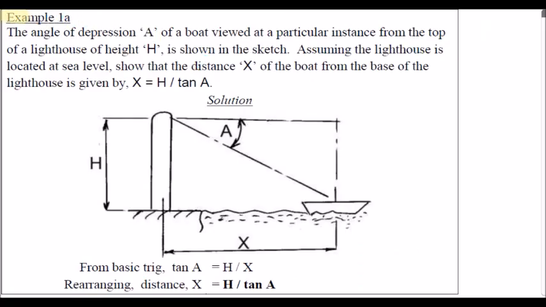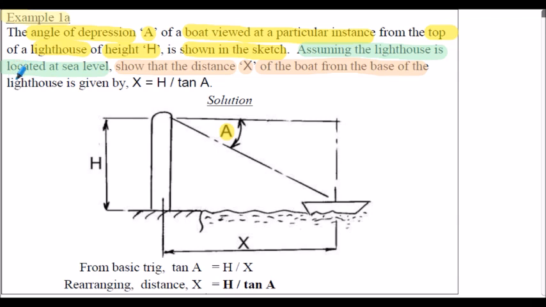Let's consider example 1a, a fairly straightforward exercise, but hopefully it illustrates what we mean by showing or proving the formulae given. The angle of depression, labelled A, of a boat viewed at a particular instant from the top of the lighthouse of height h is shown in the sketch below. Here's the angle of depression A. Assuming that the lighthouse is located at sea level, we've got to show that the distance x of the boat from the base of the lighthouse is given by x is equal to h divided by tan of angle A.